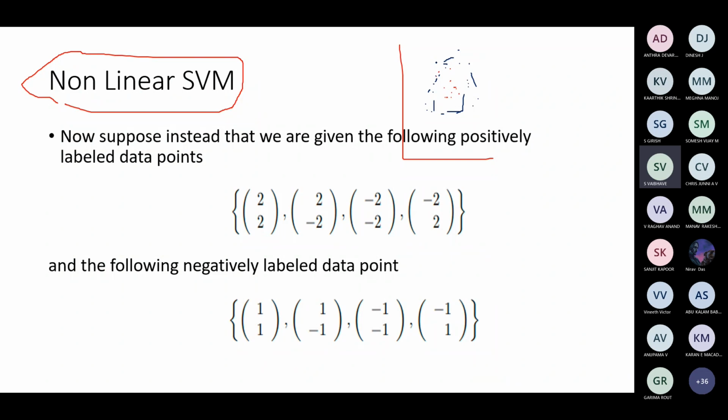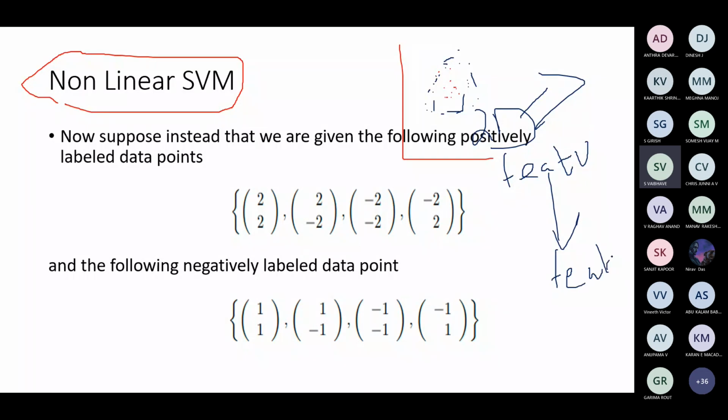You people have done so much of linear and non-linear. So for non-linear, we have to convert these points from one dimension to another dimension, that is from one feature space to another feature space, from one dimension to a higher dimension. Then I can go ahead and apply the linear rule.